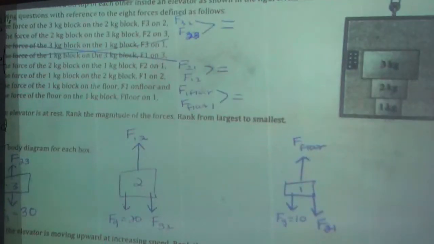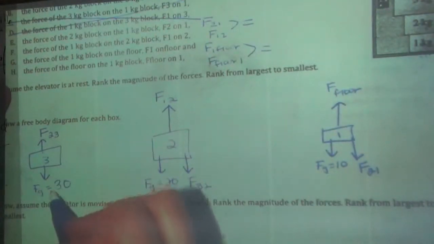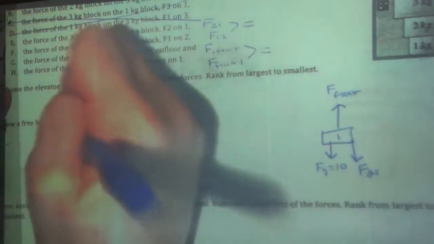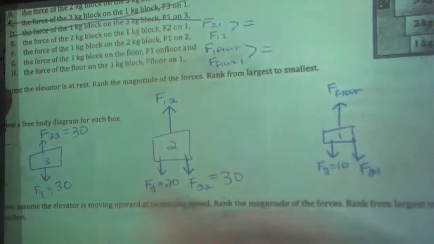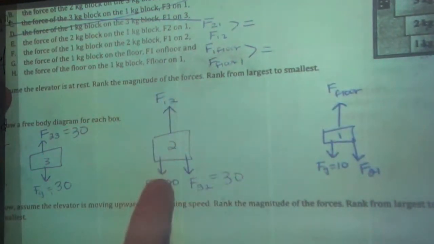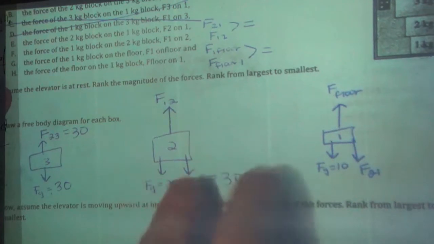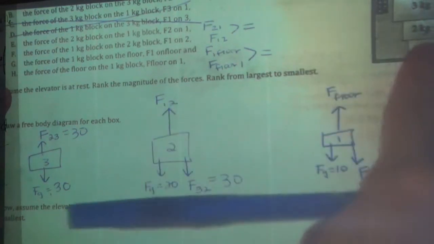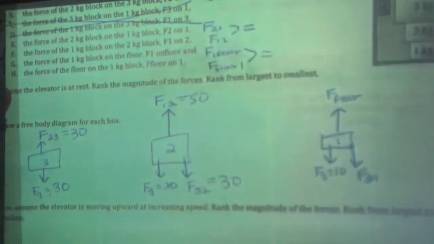Okay, now it said right now the elevator is at rest. That makes this really easy because these are all balanced forces. So this is Fg, this would be 30. We know the force of 2 on 3 has to be equal to the force of 3 on 2, so then this is 30 as well. Well, if this is balanced, if you have 20 plus the 30 from the box pushing down on it, now that means that the amount 1 is pushing up on 2 is 50.